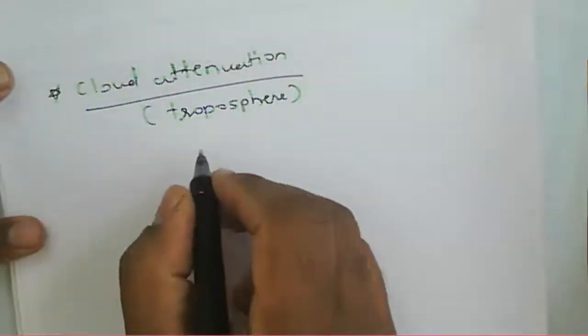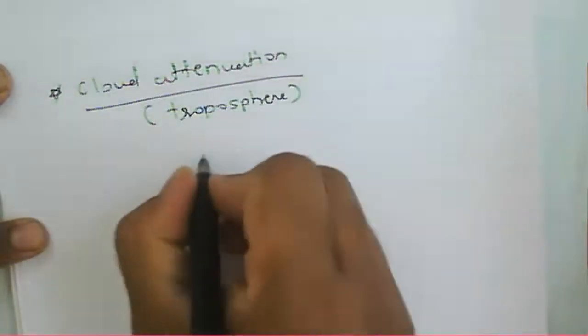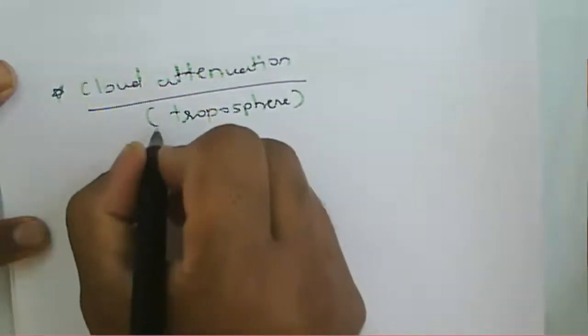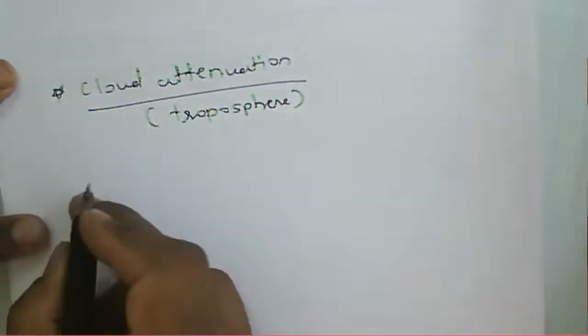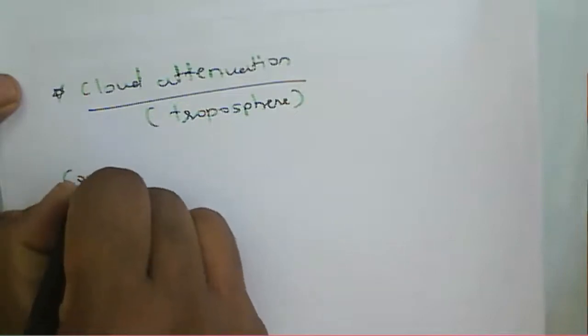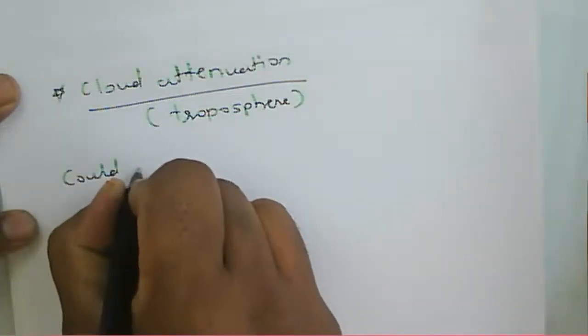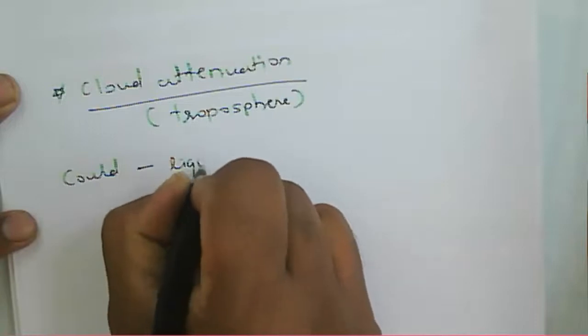Now we learn here the cloud attenuation. That cloud attenuation occurs in the tropospheric region. Now, what does a cloud consist of? A cloud consists of liquid water.